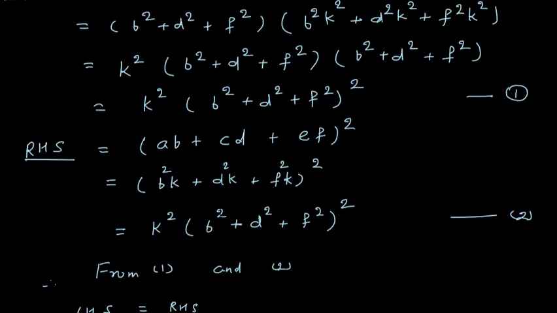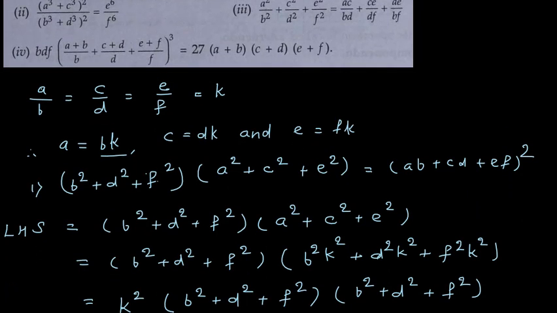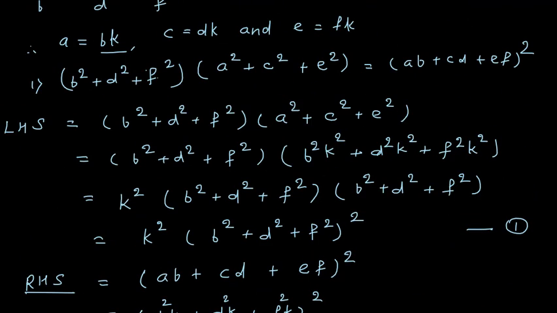I hope you understood how we have done this. Now in the same manner you can prove this second part also. So second part is what? A cube plus C cube the whole square.